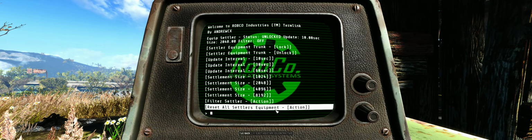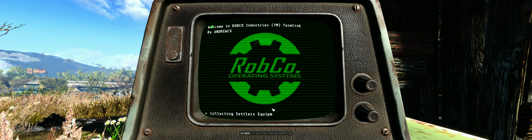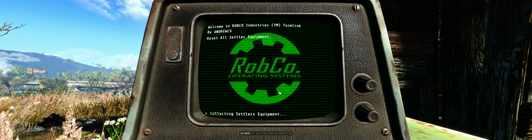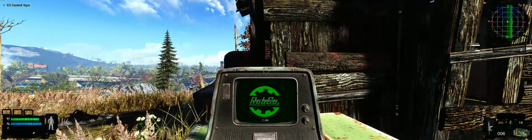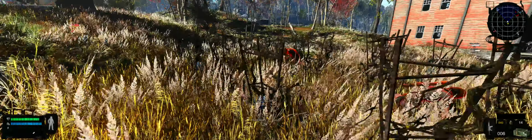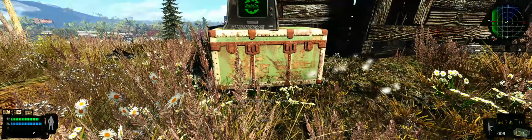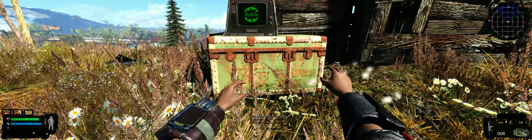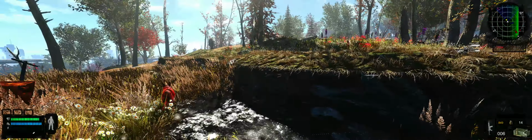You said we want to reset all settlers. I got the defaults, so let's go ahead and do this. Reset all settlers' equipment. Okay. All right, we've done that. Let's take a look. Where you guys at? Okay, I'm pretty sure they're still going to have their gear because the DLL is not loading. Okay, that's fine. Let's take a look at the chest. Gear is not there. All right, so that's fine. That's what we figured because the DLL wasn't loading.